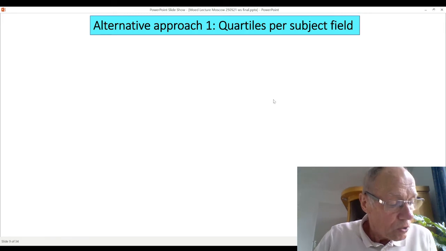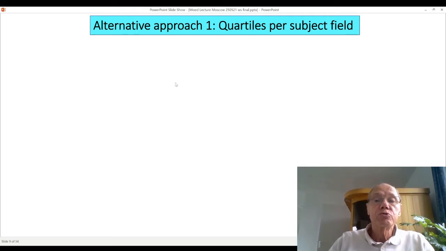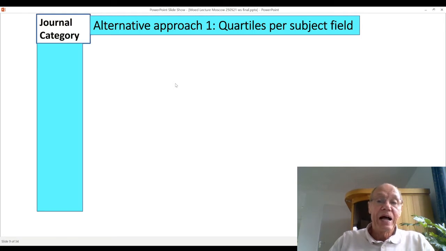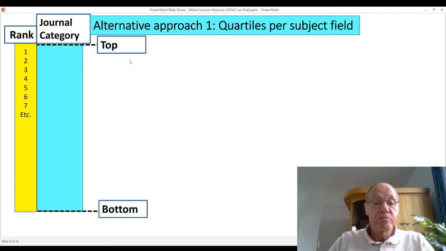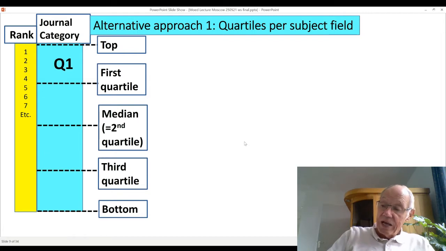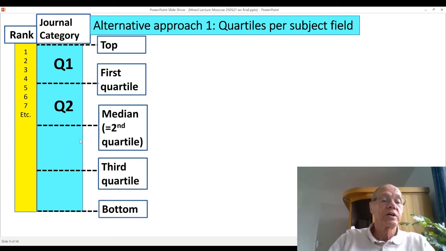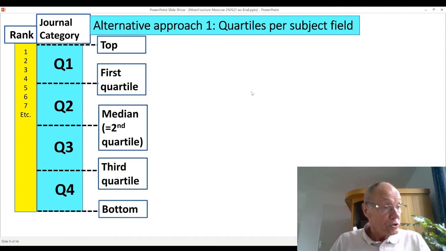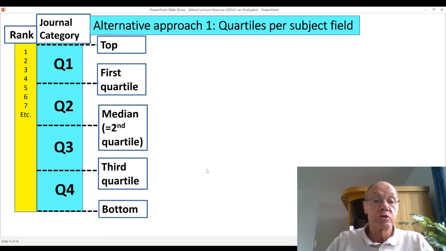There are 2 alternative approaches to the assessment of journal impact, and the first is to use so-called quartiles per subject field. And it works as follows. If I have a journal category and the journals are ranked by the impact factor, then we can identify the top and the bottom of the list. That's not too difficult. We can identify the median, the first quartile, and the third quartile. And then we can distribute all journals in the category into 4 classes: Q1, the first quartile, the second quartile, the third and the fourth. And the first quartile contains the so-called top journals, whereas the fourth quartile contains the so-called bottom journals.